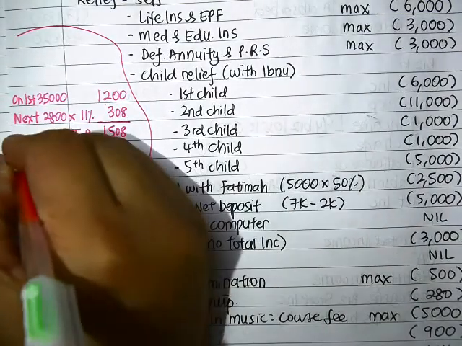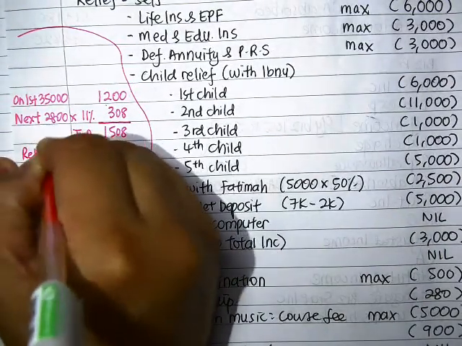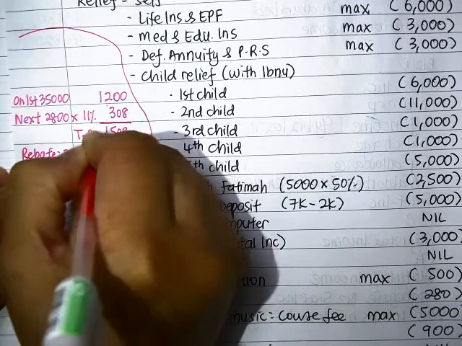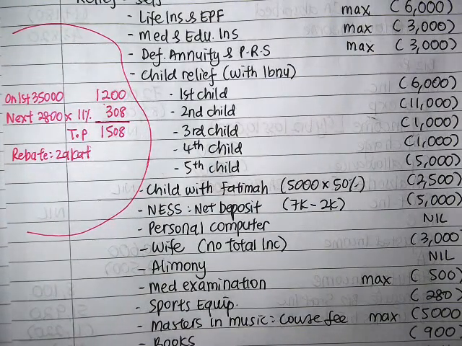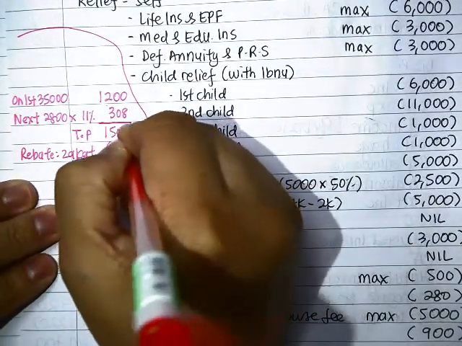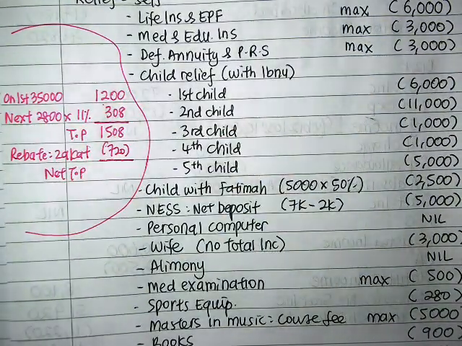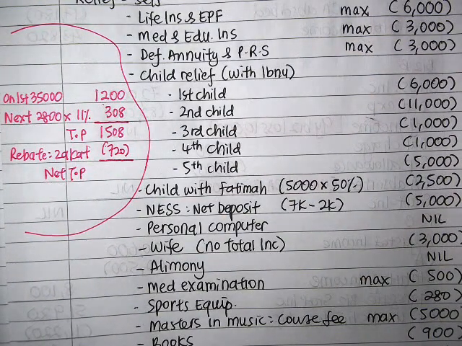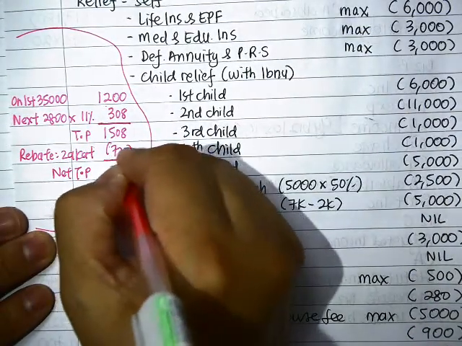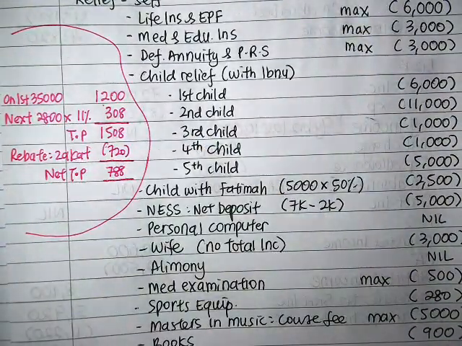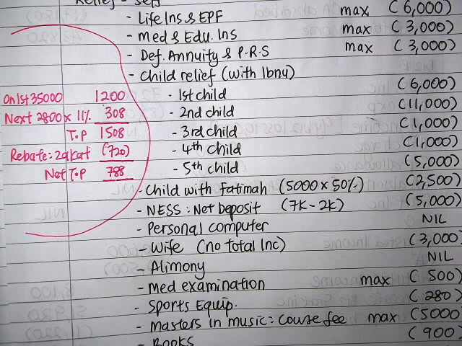So in this case, the rebate that you claim is because of zakat. That's all. How much is the zakat? Just now we read the question. 720. Okay, so net tax payable. Alright, that's the answer.